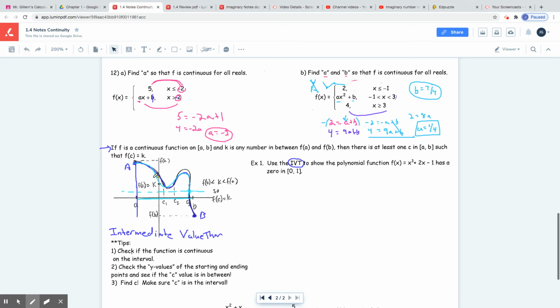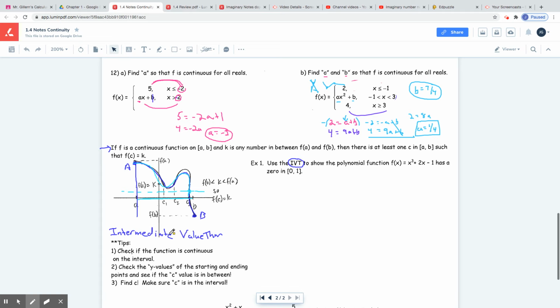All right, so as long as there's a y value between A and B, there has to be some x value that's going to have a y value of that. That's what the intermediate means, like between, like intermediate school, sometimes called middle school. Elementary, high school, the middle school, sometimes called intermediate. So it's in between. So we have an in between value. That's basically what's happening.